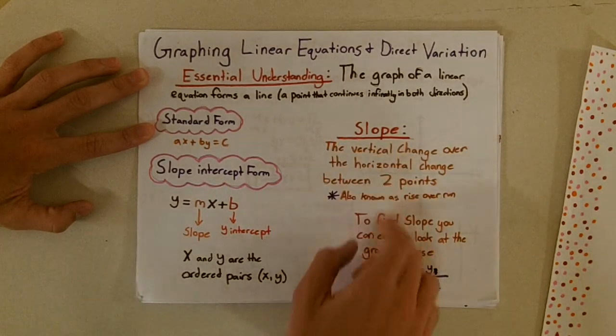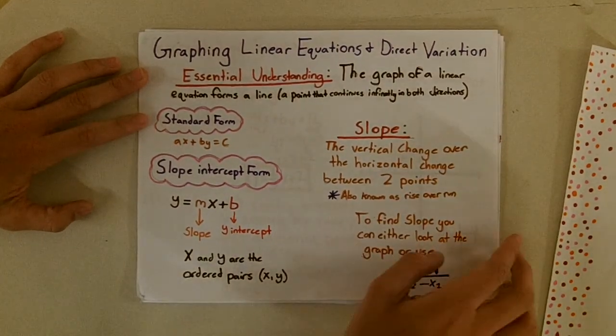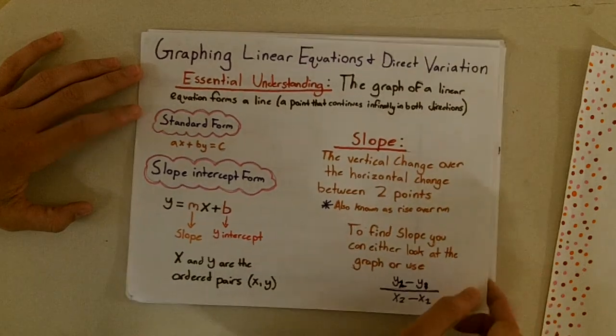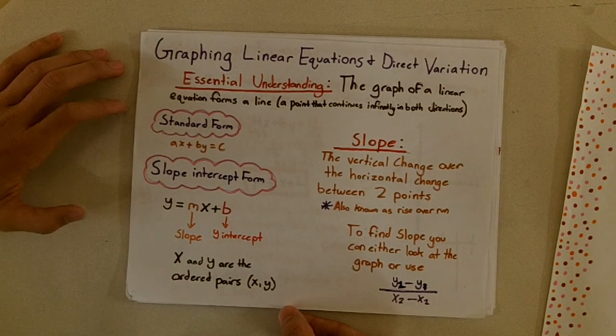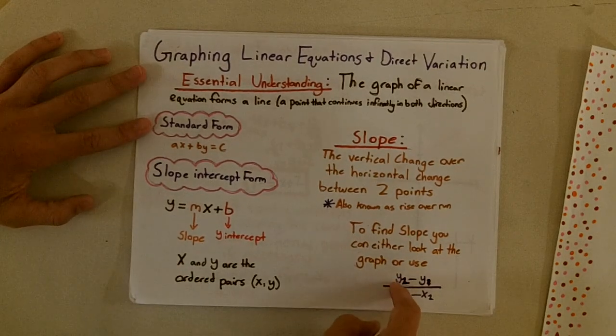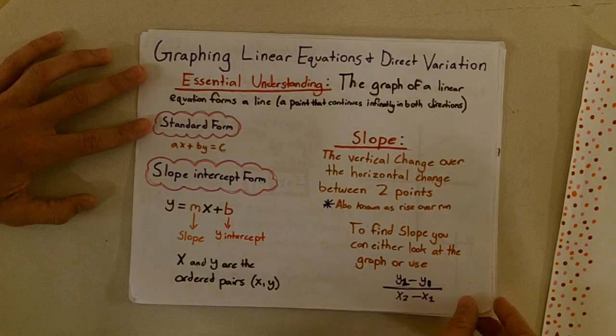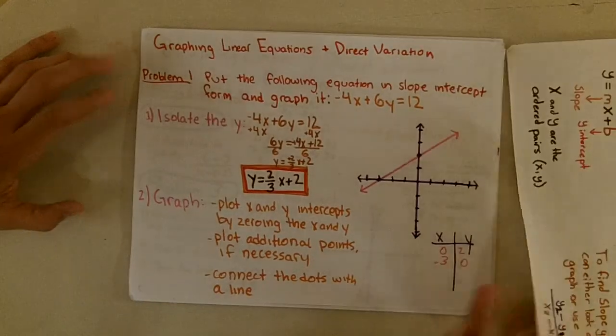Slope. Now, slope is really just the vertical change over the horizontal change between 2 points, also known as rise over run. To find slope, you can either just look at the graph or use the equation y2 minus y1 over x2 minus x1.